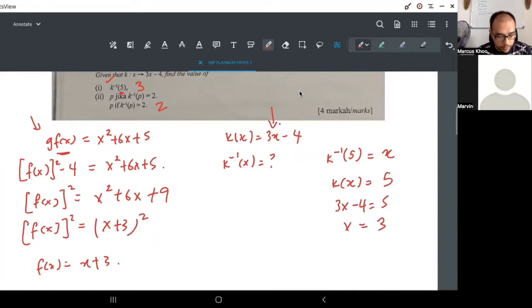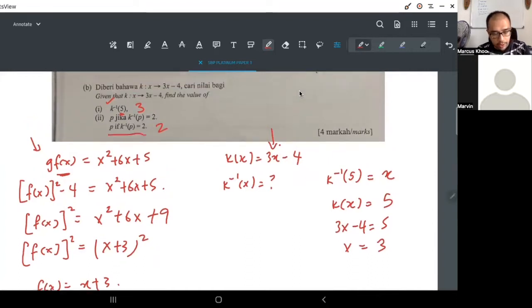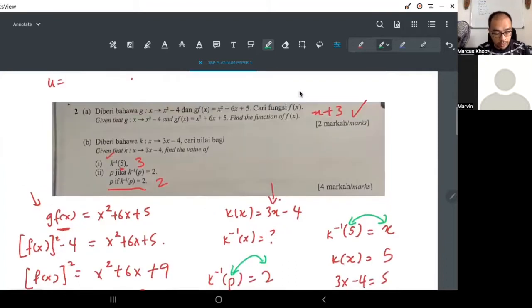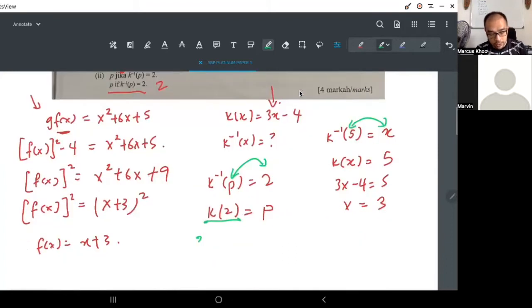Now P if K, okay, so this is even better. Let's say the inverse of P equals 2. That means K2 equals P. You inverse it back. When you inverse it, the object and the image will change place. So we can substitute K2 in here because we know the function, 3x minus 4. So 3 times 2 minus 4 equals P. So you get P equals 2.